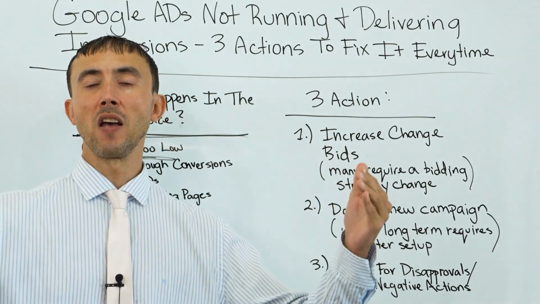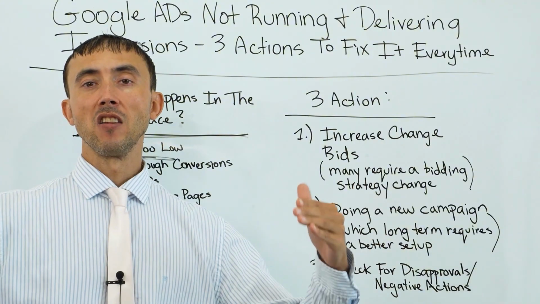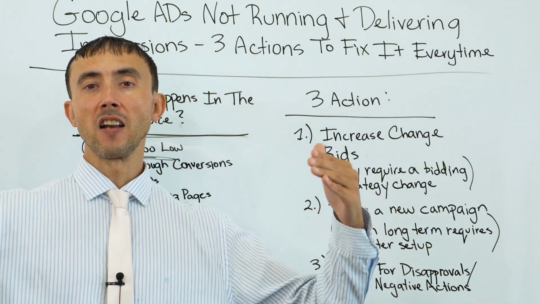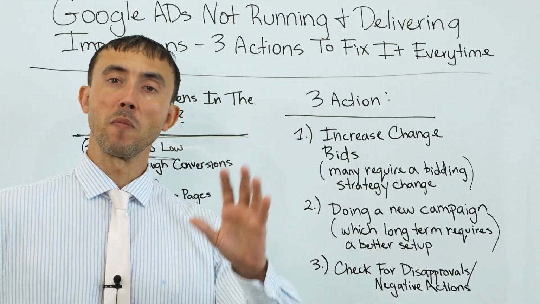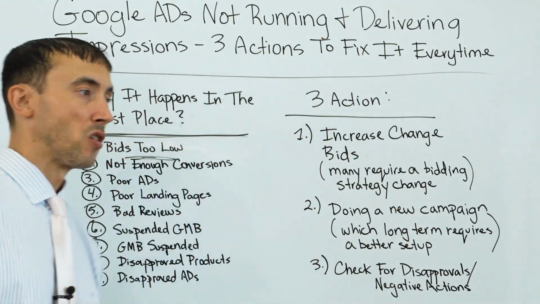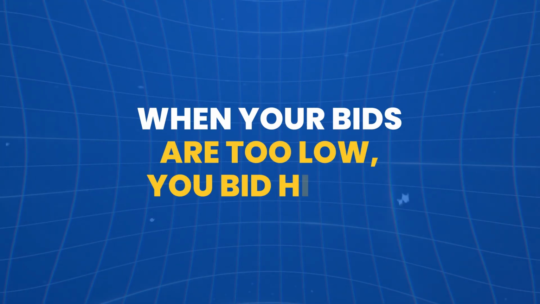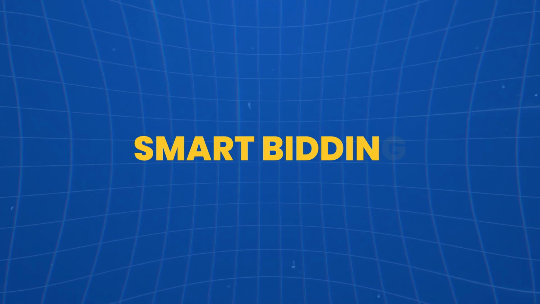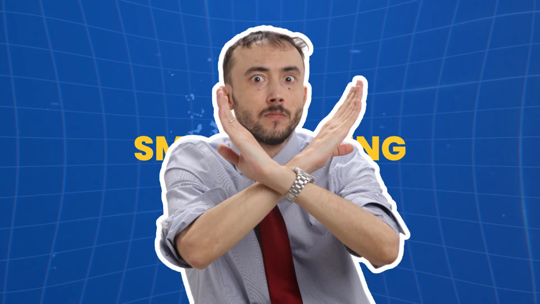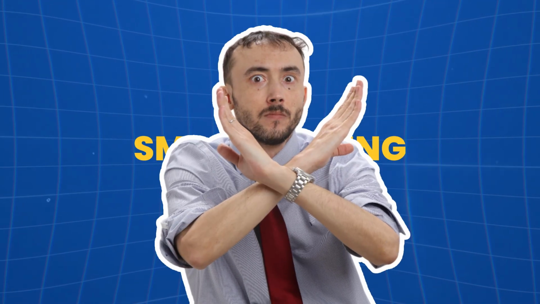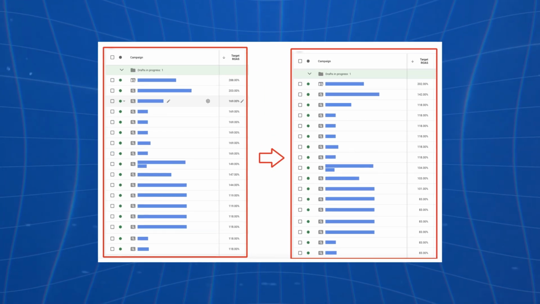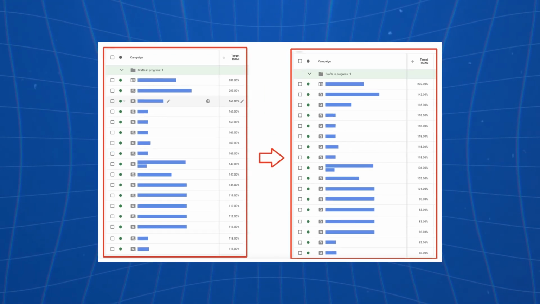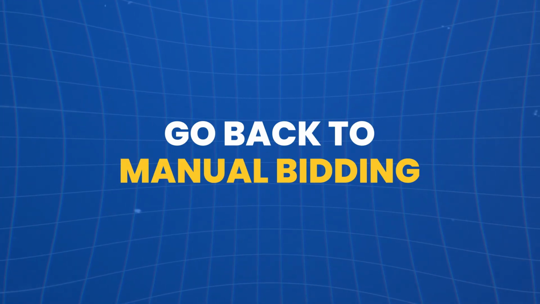Because Google, at the beginning with no clicks on our ads, they don't know our ads are very good. They're going to be apt to not show our ads because of that when they have other ads to show, going back to what I was saying before. So when your bids are too low, you bid higher. If you're using smart bidding and you're not getting any impressions or not anymore, the best way to fix that is to raise your target CPA or lower your target ROAS, right? And if that doesn't work, go back to manual bidding.